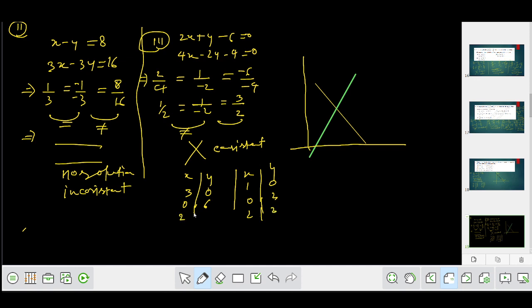These are the common points, so 2 comma 2, and here will be 3 comma 0, and here will be 1 comma 0. So this equation is L2 and this is L1.